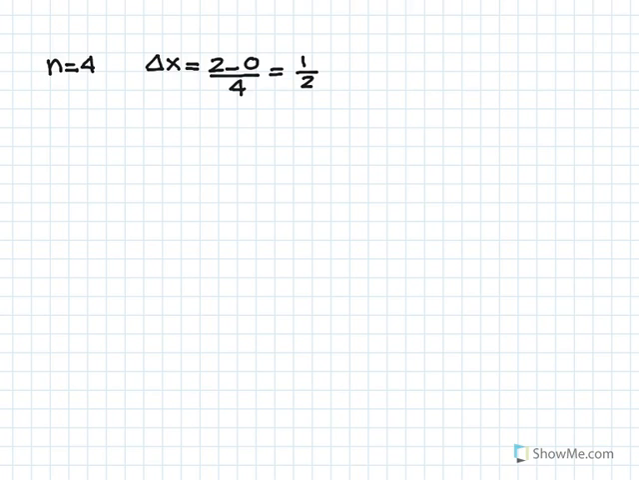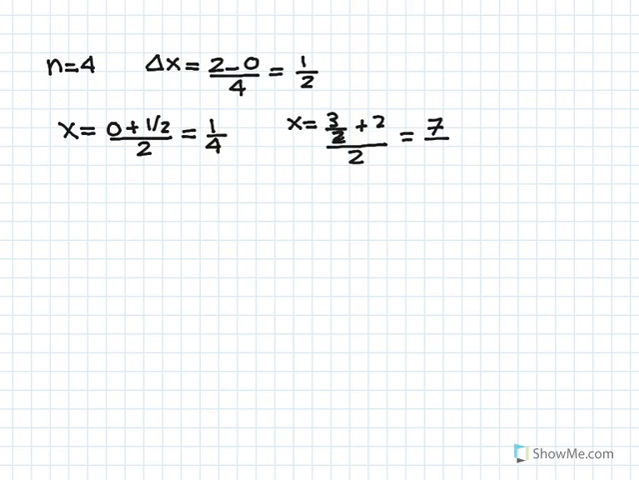For example, for the first interval, x is equal to 0 plus 1/2 divided by 2. That's equal to 1/4. And for the last interval, x is equal to 3/2 plus 2 divided by 2. That's equal to 7/4.